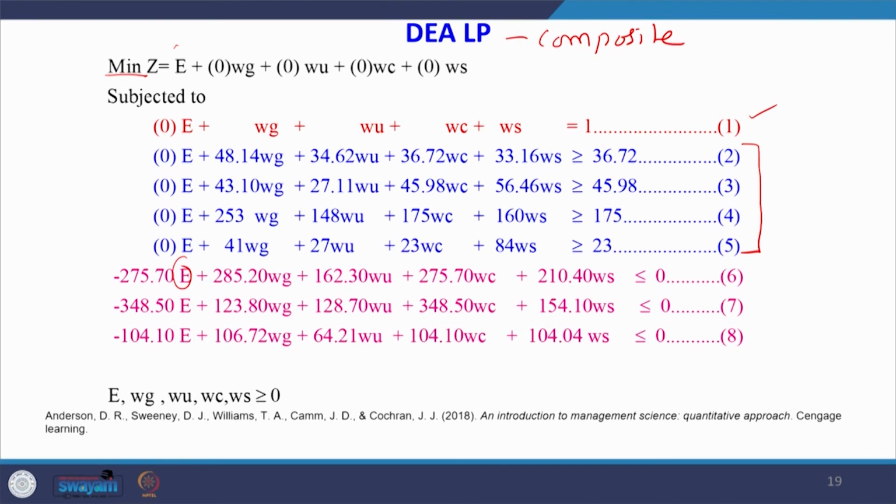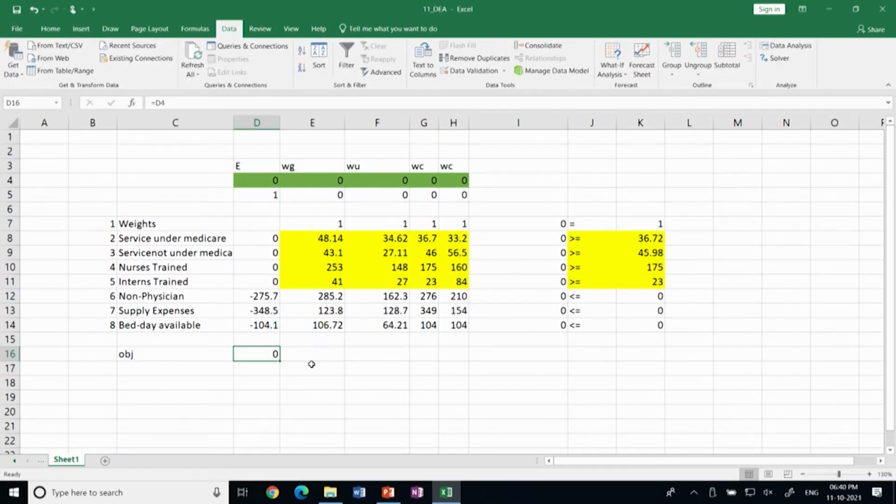Now, I will go to Excel. Now, I am going to use Solver to get the output for our data envelopment analysis. So, here for example, D4 to H4 is our value of decision variables. In our objective function only E is there. So, only then 1 should be there.